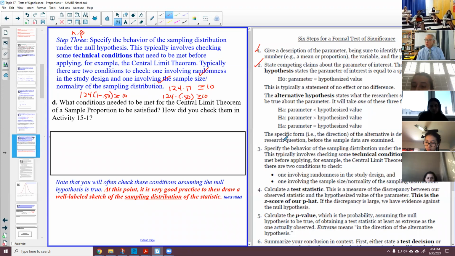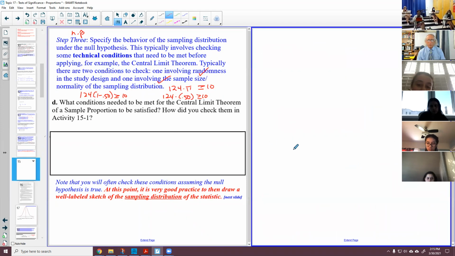So I'm going to draw a picture. That's what I'm going to do now. I'm going to draw my picture. I know, because I'm using the central limit theorem, that it's going to be unimodal and symmetric.